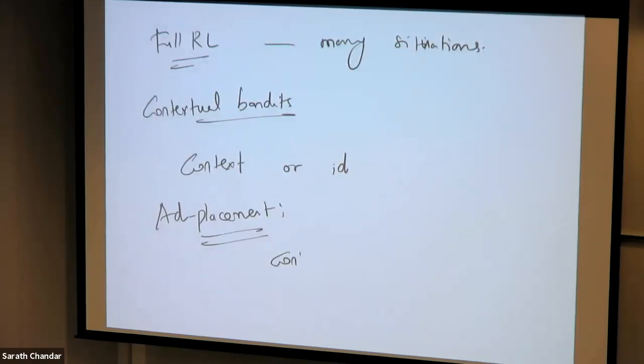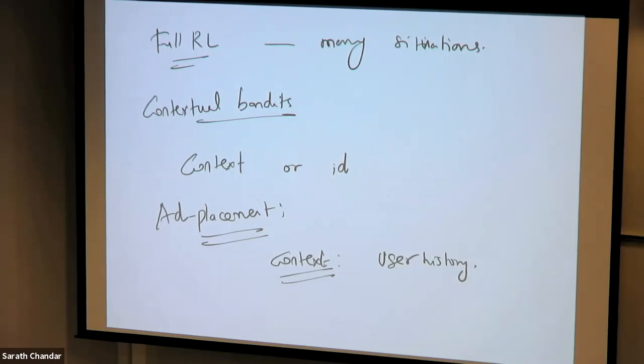So the context in ad placement is basically user history. Where is this user connecting from? What are the things that he has purchased in the past? What is his Twitter account saying? What is his Facebook account saying, right? You might have a lot of this information about the user. Now, this is a context for picking the right action, okay?